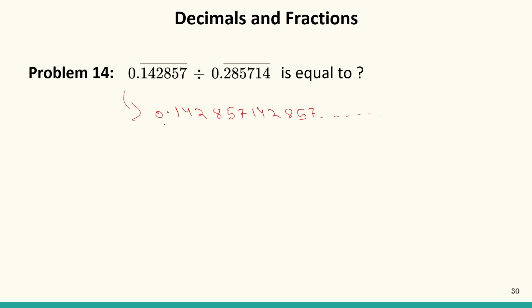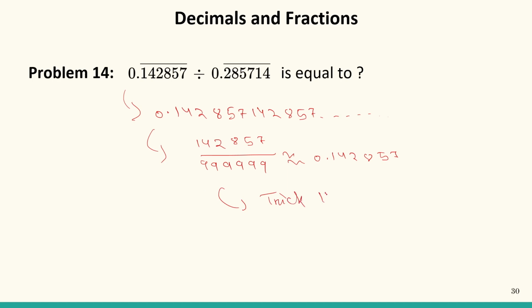So how we can write this in fractional form is 142,857. Then you need to count the number of digits that are being repeated: 1 2 3 4 5 6 here. So write 6 nines, and this is equal to 142857 by 999999. This is the trick here, and we can do the same for this one.